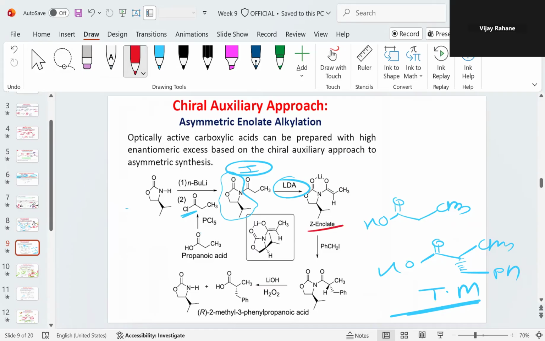We get this Z enolate selectively. Why? Because of this sterically bulkier group. If you look at the transition state, this methyl group is directed away from the bulkier group, and Z unit formation takes place in this case.